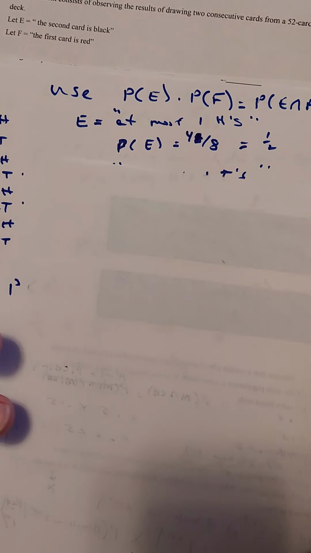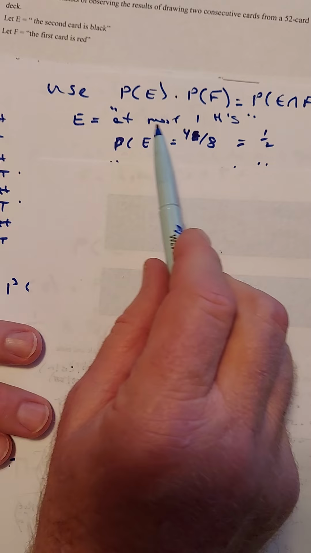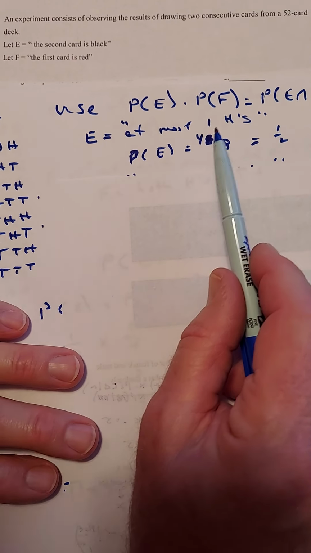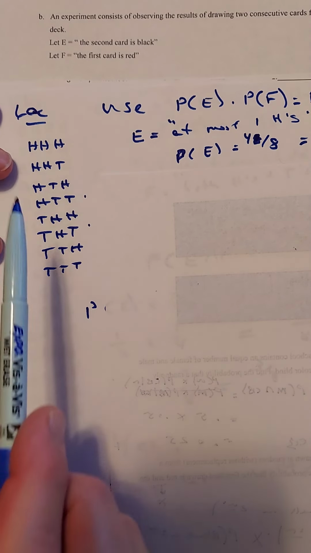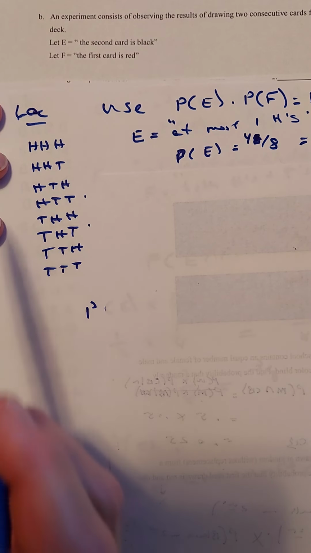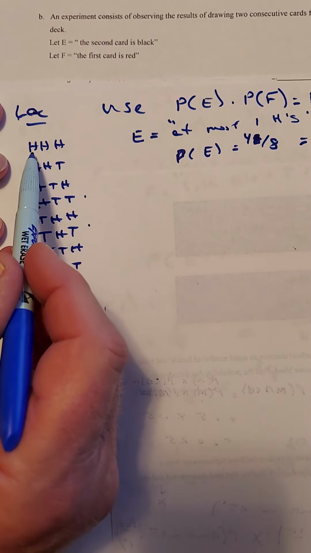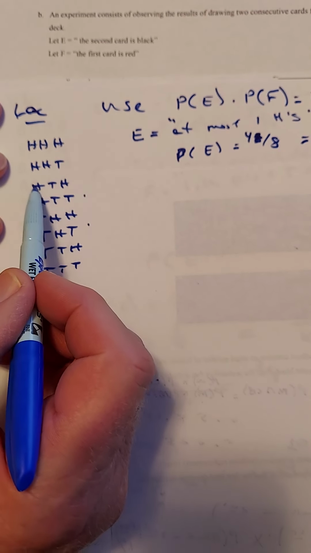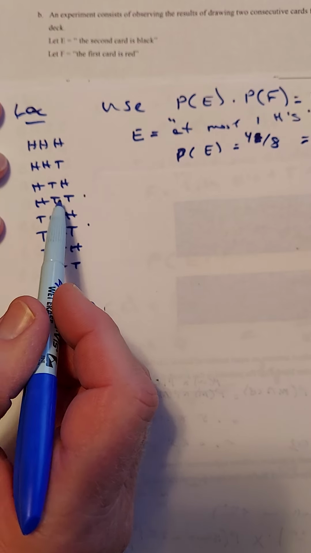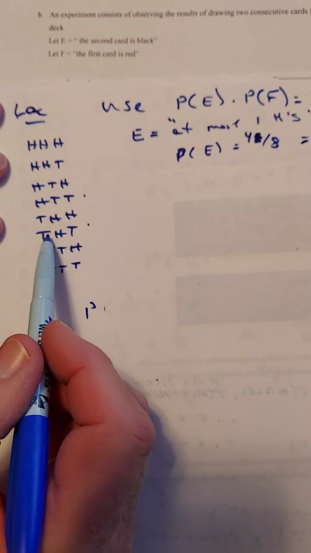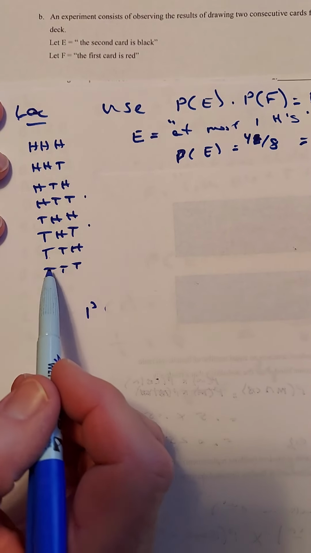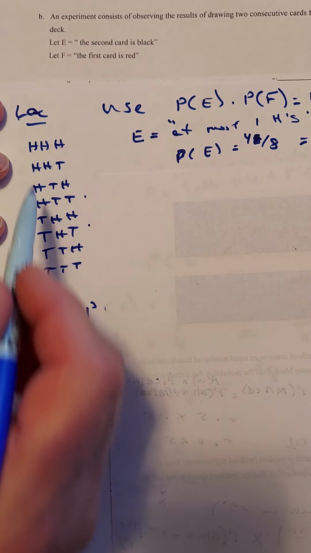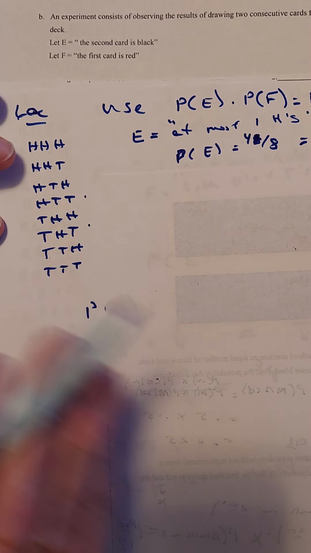E represents at most 1 heads. Now what I did here is we're tossing the coin 3 times. Here's all the possibilities. There's going to be 8 of them altogether. I could get heads, heads, heads; heads, heads, tails; heads, tails, heads; heads, tails, tails; tails, heads, heads; tails, heads, tails; tails, tails, heads; and tails, tails, tails. I could have used a tree diagram to get those.